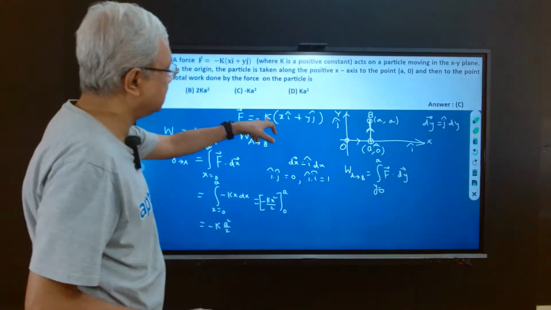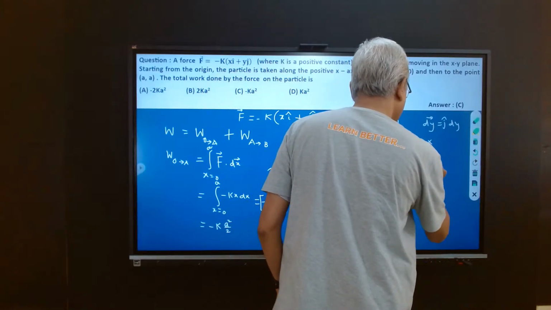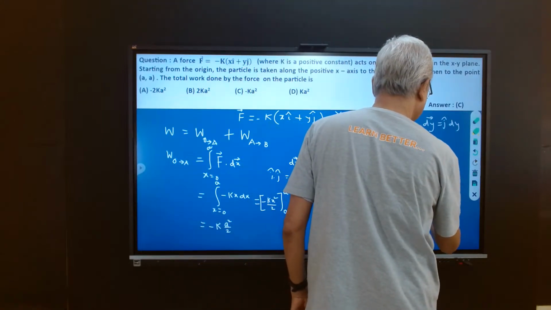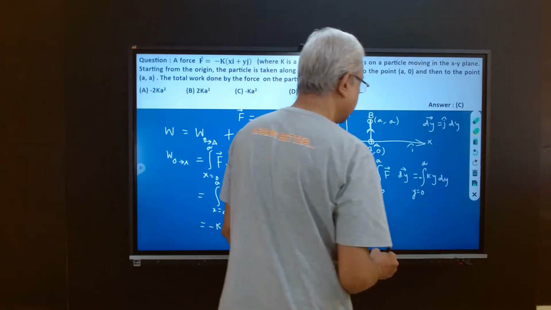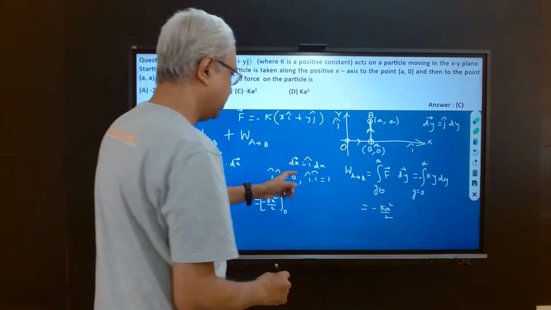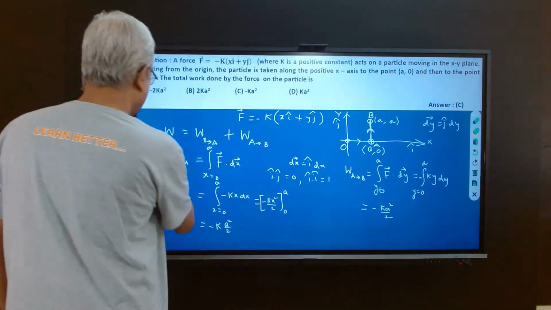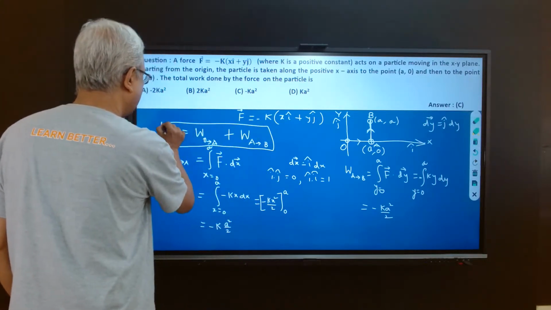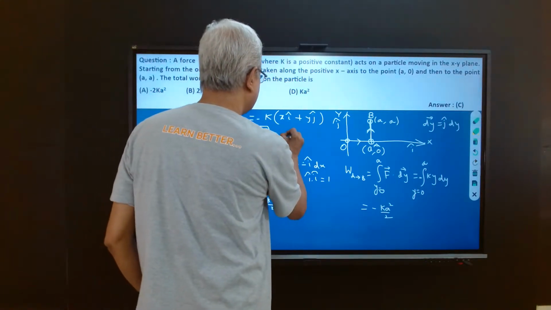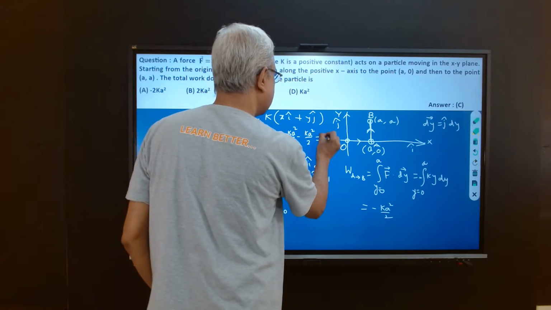So in this case, since F is minus kxi minus kyj, it is actually integral from y equal to 0 to a of minus ky dy. So it is how much? It is actually minus k a square by 2. So W0 is minus k a square by 2 and WAB is minus k a square by 2. Therefore, W, which is equal to W0 plus WAB, is equal to minus k a square by 2 minus k a square by 2. So it is minus k a square.